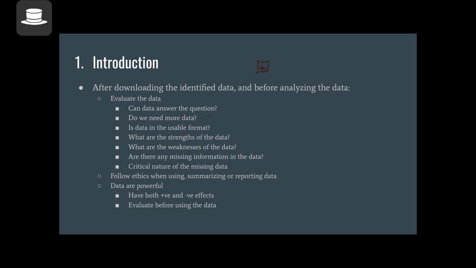In that sense, what is the strength of the data? What are the weaknesses of the data? And what is some missing information in the data? And is the missing data really critically important? If it is, then you need to figure out another way to get another set of data so you can eventually answer your question. So remember, it always starts with a question.